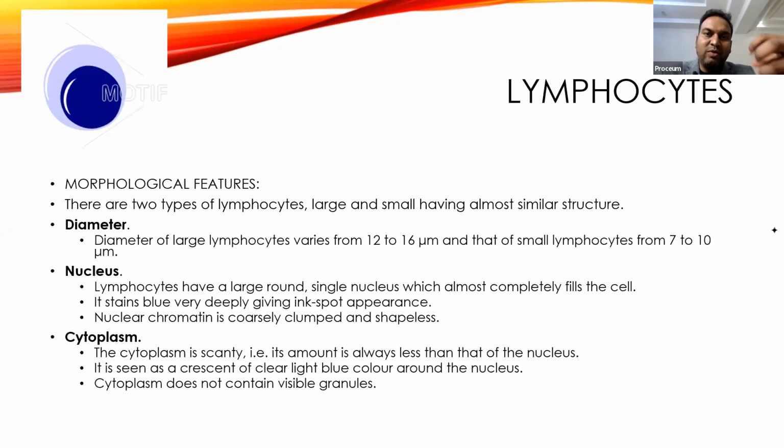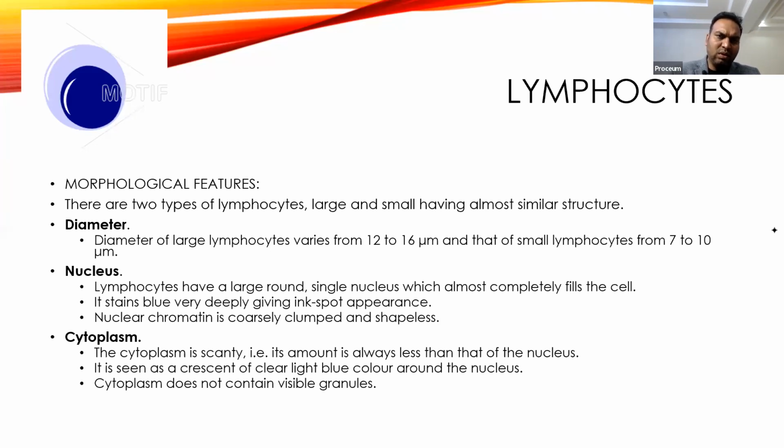If you see size and shape, large lymphocytes are 10 to 16 micrometers in diameter, while small lymphocytes are 7 to 10. So they are closer to the size of the RBC. Large lymphocytes are almost double the size of the RBC. Then come to the nucleus. It is one large round nucleus, and it almost completely fills the cell.